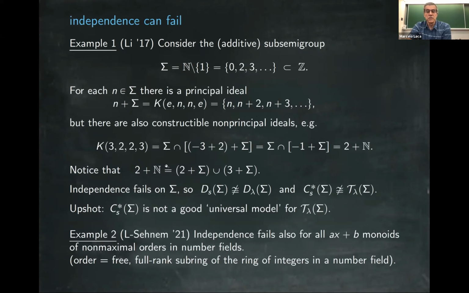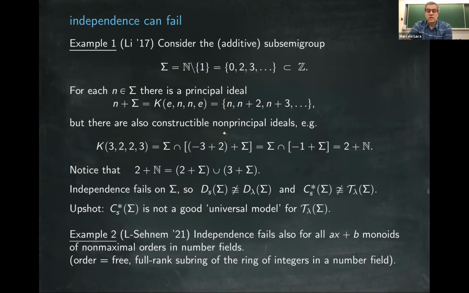I want to run through this, it's an easy example, and it's worth fixing the ideas. Just take the semigroup N, 0, 1, 2, 3, etc., and take out 1, throw it away. The remaining sigma is a semigroup. It contains the identity, so it fits in the theory. You can have principal constructible right ideals, which are n plus sigma. So you go from n, skip the next one, and then keep going. That's a constructible right ideal.